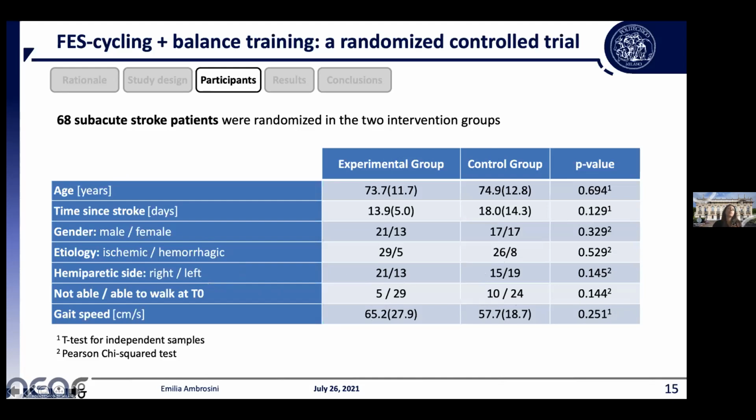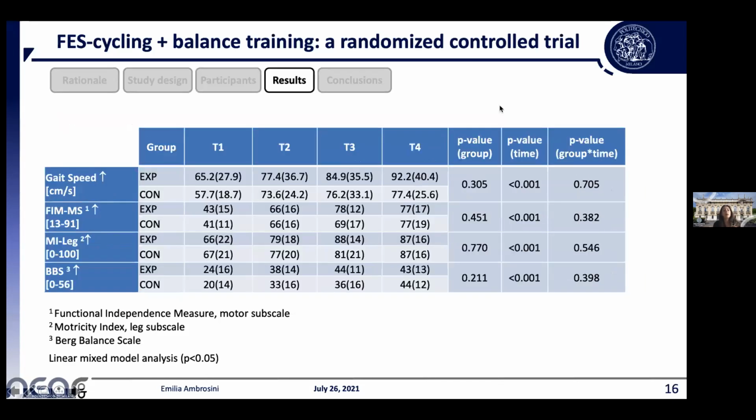And this was the gait speed, so centimeters per second was about 65 in the 2 groups. So what we could see is that the groups were somehow balanced at the beginning of the intervention. And these slides here summarize the results that we achieved.